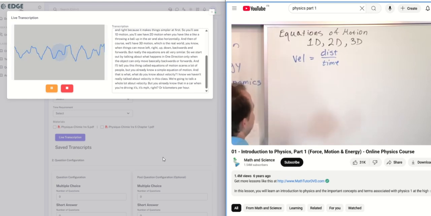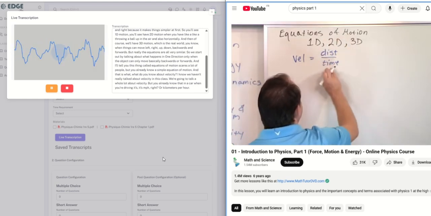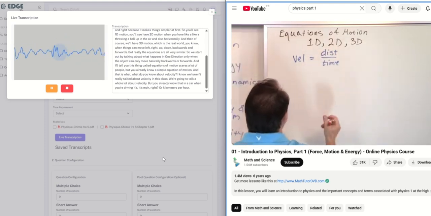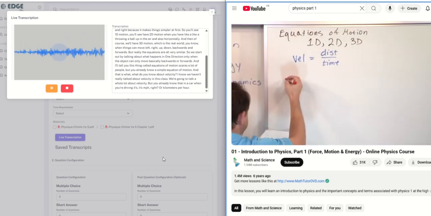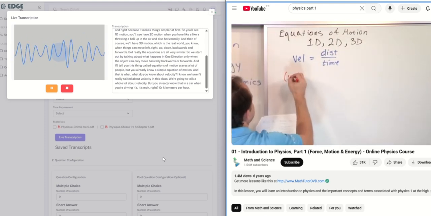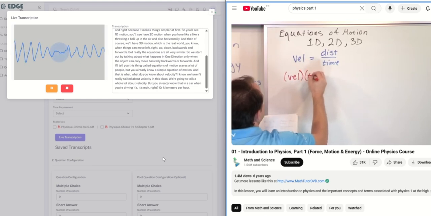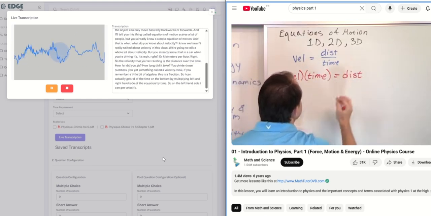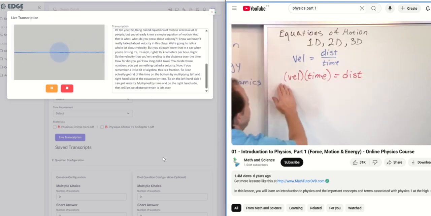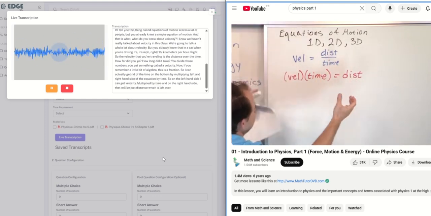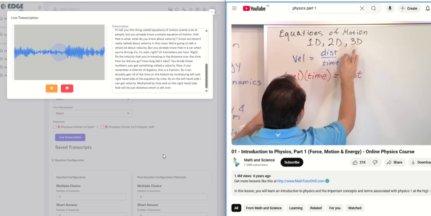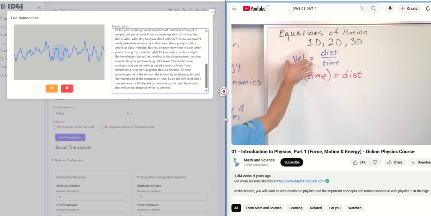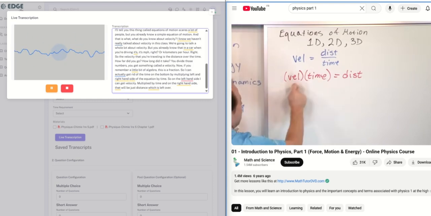Now, if you remember a little bit of algebra, this is a fraction, so I can get rid of the time on the bottom by multiplying left and right-hand side of the equation by time. So on the left-hand side, I get velocity multiplied by time, and on the right-hand side, that will be just distance, which is left over. If you don't totally understand how I got there, this is just a little bit of algebra. I multiply the right-hand side by time, which cancels time and time, leaving distance. I multiply the left-hand side by the same thing, time, so I have velocity times time.